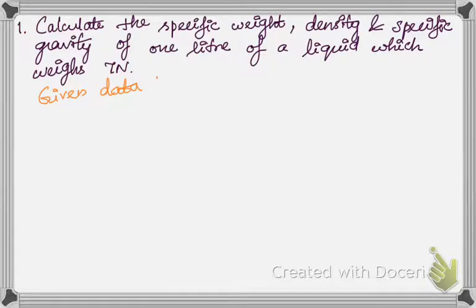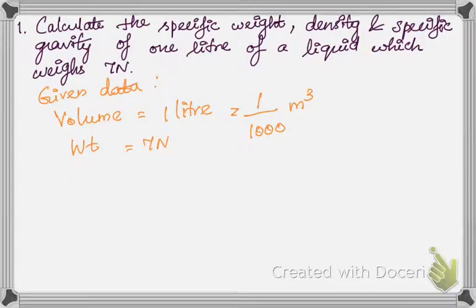So what is the given data here? Volume is given. So volume is equal to 1 liter, and you should also note that whatever data is given to you in liters, just convert it into meters. So when you convert liter, it becomes 1 by 1000 meter cube. So 1 liter is equal to 1 by 1000 meter cube, and the other given data is weight. So weight is equal to 7 Newton.